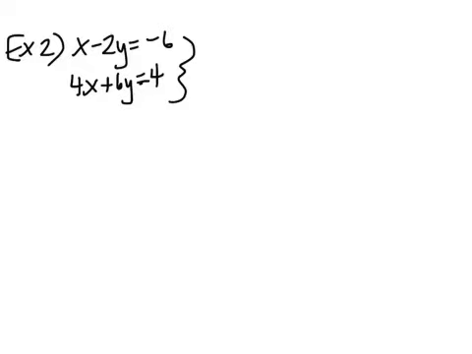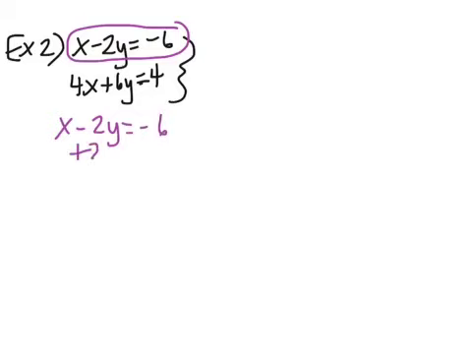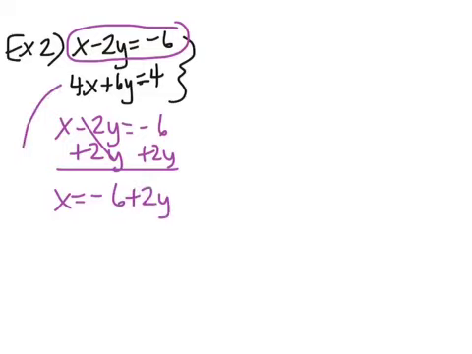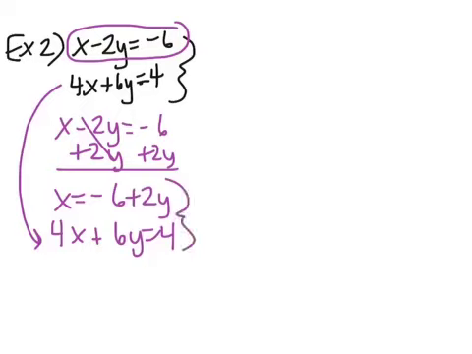The easiest one to get a variable by itself is the first one, because in this first one, x has a coefficient of 1. So I have x minus 2y equals negative 6. In order to get x by itself, I have to get rid of 2y, so I'm going to add 2y to both sides. And when I do that, I get x equals negative 6 plus 2y. Let's go ahead and bring down our second equation, which is 4x plus 6y equals 4. So now this is the system that I'm working with.